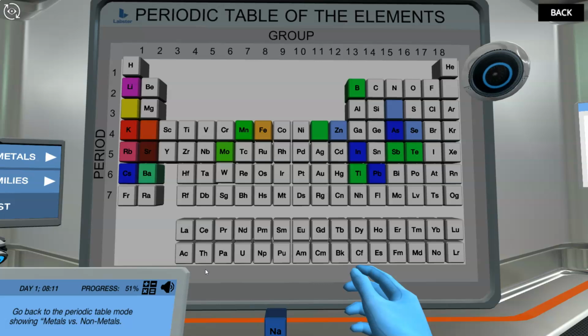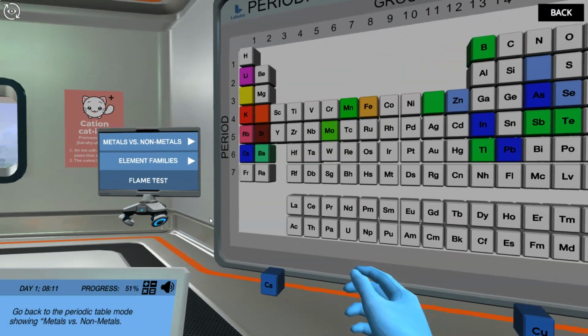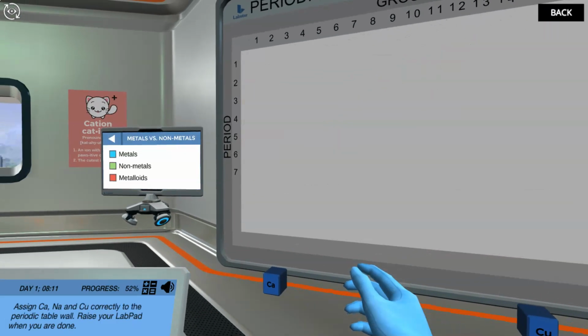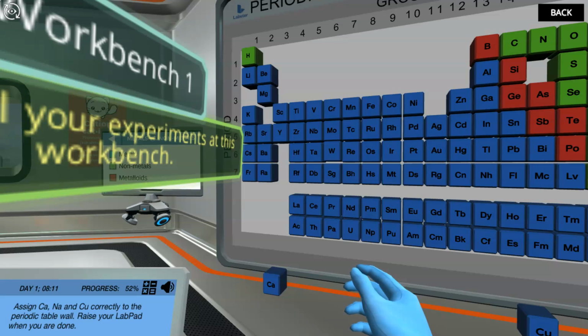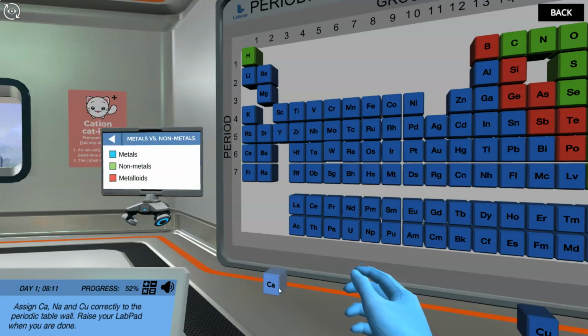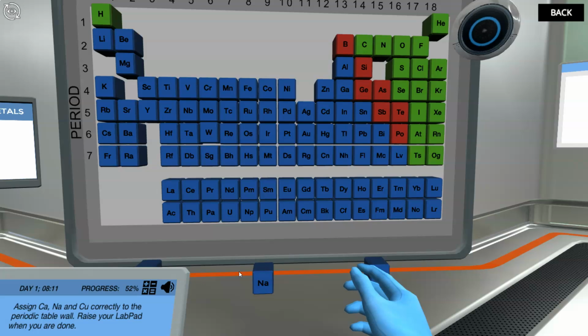Go back to the periodic table mode showing metals versus non-metals. Assign calcium, sodium and copper correctly to the periodic table wall. Raise your lab pad when you are done.